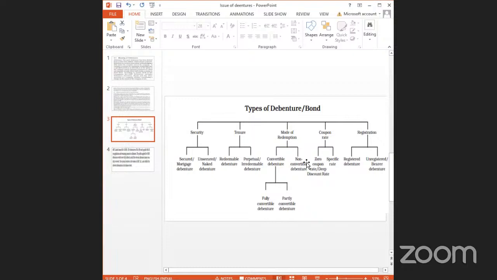Then, based on registration, we have registered debentures, and the other one is bearer debentures. Bearer debentures can be transferred to another person just by mere delivery. You just sign it and hand it over to the other party, so he becomes the owner of that debenture.